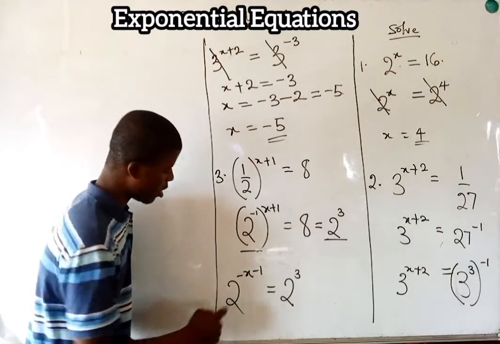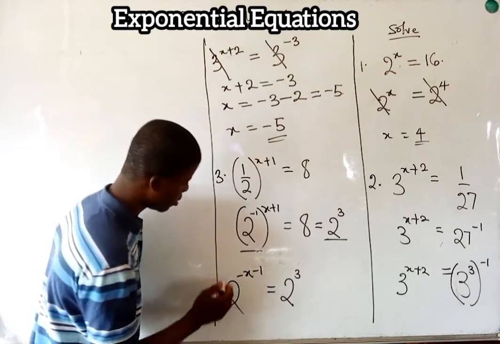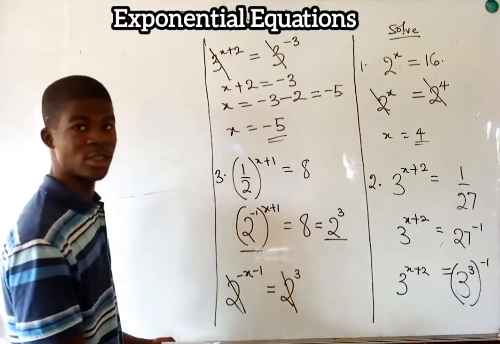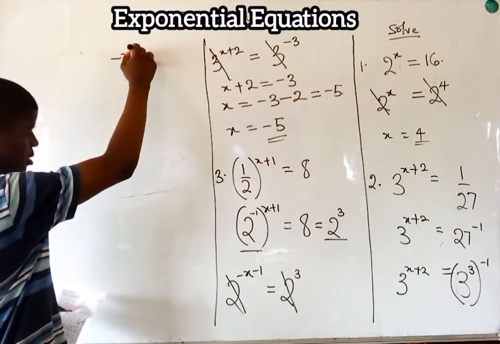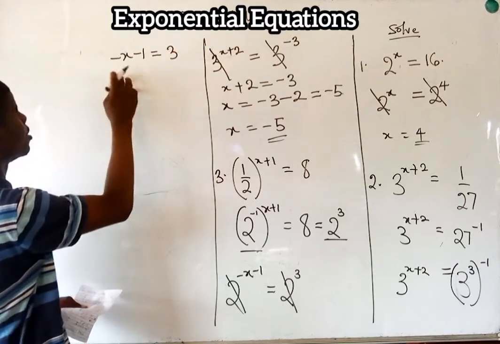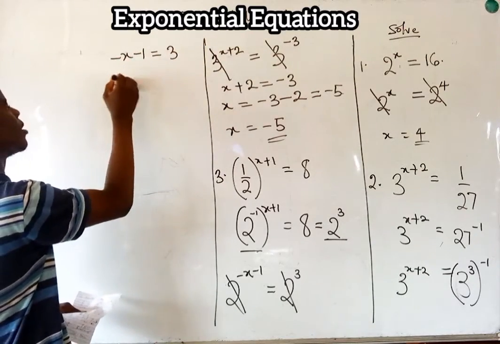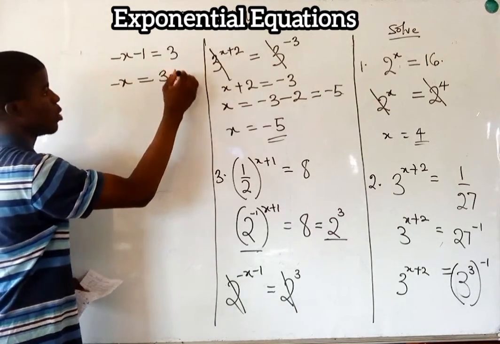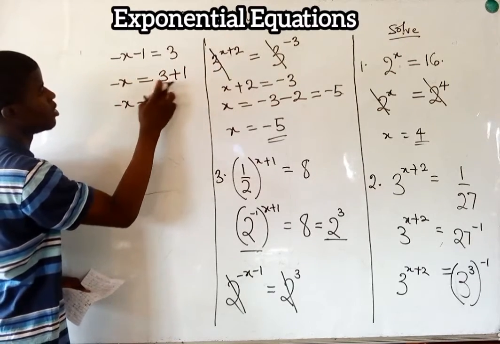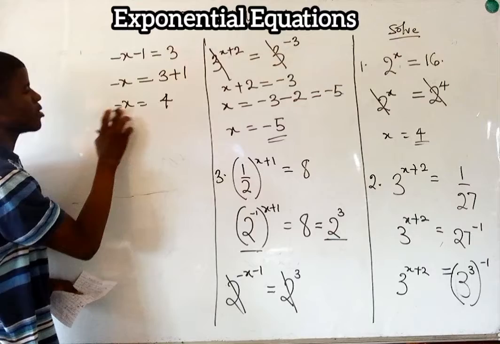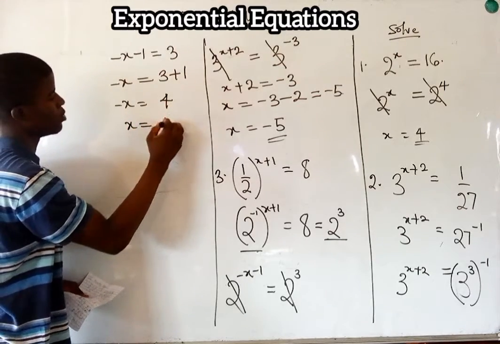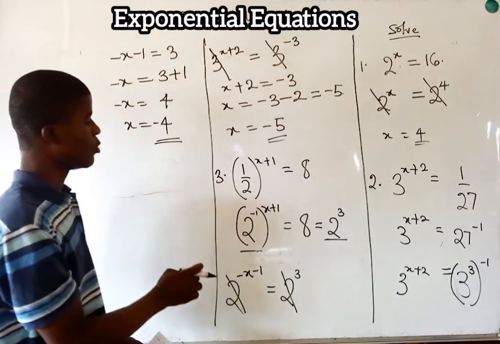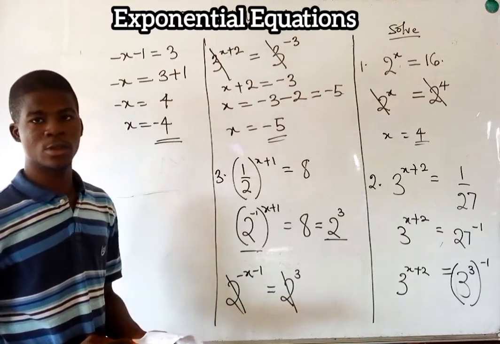Good. So, because the bases are the same, what will happen? They will cancel out. Minus x minus 1 is equal to 3. Equate the powers. So minus x minus 1 is equal to 3. Collecting like terms, this minus 1 crosses to plus 1. So minus x is now equal to what? 3 plus 1 is what? 4. So dividing both sides by minus 1, x is now equal to minus 4. So x equal to minus 4 is the solution to this exponential equation.